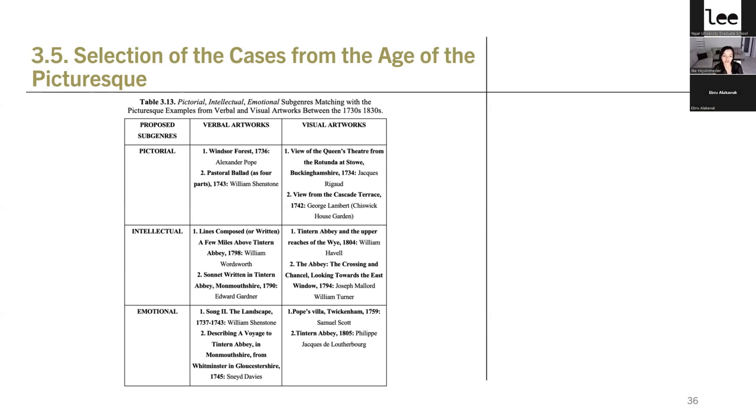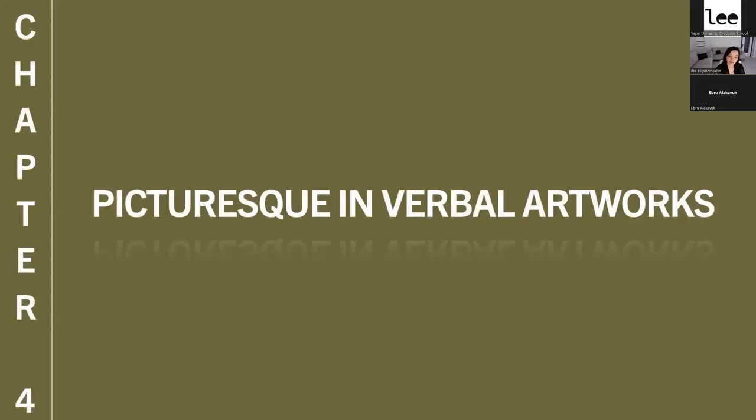And also I choose examples from the verbal and visual artwork from 1730 to 1830 to make a limitation in terms of time. So in the framework to examine the picturesque from the perspective of atmospheric studies in architecture, I focused on a set of poems and some ballads written by the prominent poets or writers of the 18th century.